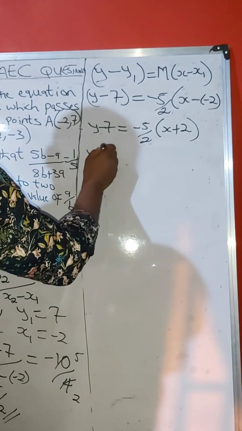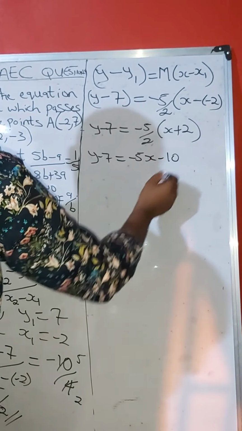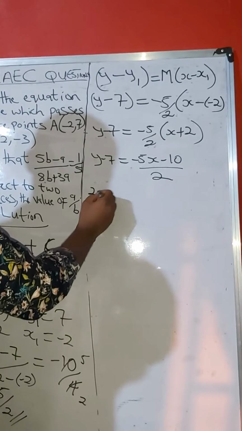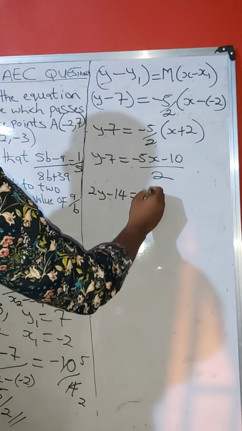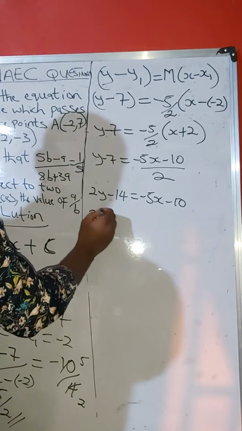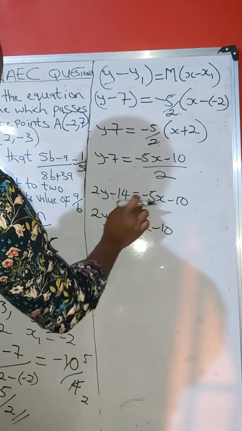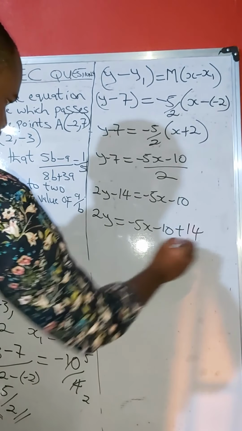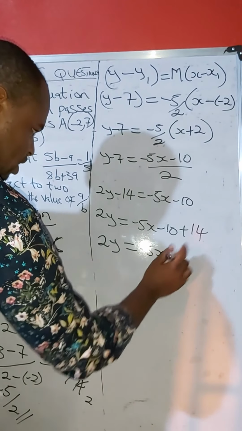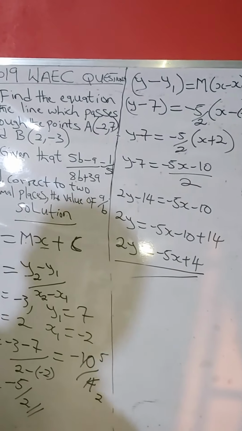Alright, so open up that bracket. y - 7 = (-5x - 10)/2. Multiply this, we'll be having 2y - 14 = -5x - 10. Take this to this side, so that we'll be having 2y = -5x - 10 plus 14. When minus crosses the sign of equality, it becomes plus 14. So my 2y is equal to -5x - 10 + 14, which is positive 4. Alright, this is the equation that they're asking you to look for.